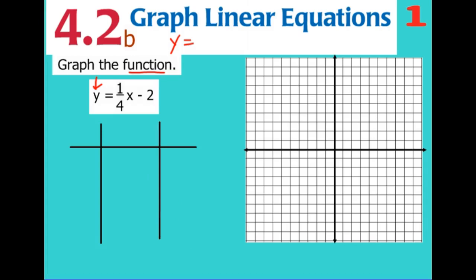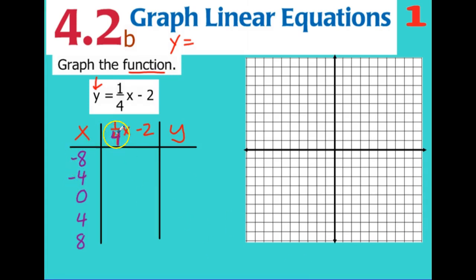Our x, y table with space in the middle to solve the problem. X, y. And now this one, our equation goes in the middle, 1/4 x minus 2. We can't just pick any number for x because of the fraction. We're going to end up with weird decimals. So if we instead pick multiples of 4, we won't have weird decimals. So 4 and then another 4 would be 8 and so on. But I'm going to do a couple positive and a couple negative.